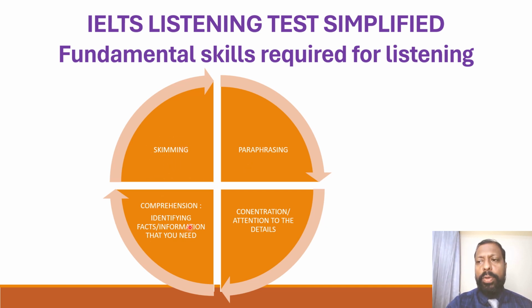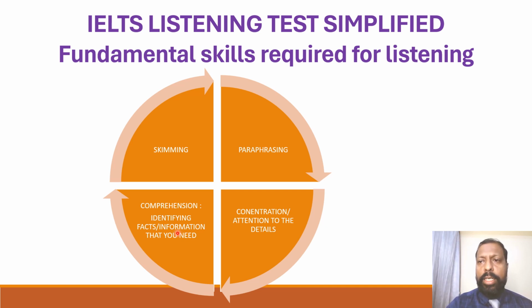The second important skill that you need is comprehension. What does comprehension skill mean? You must be able to identify the facts or information that you need. Once you skim the passage or the question booklet, you need to understand what sort of facts or information you need to identify. Then listen carefully to the track and identify, oh, this is the type of information I need here as an answer to this particular type of question. You need to develop such comprehension skills.